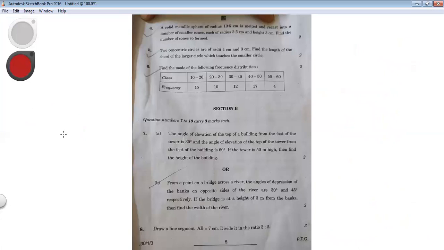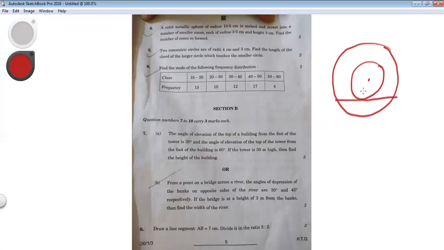Now we are going to solve the next problem, which is the fifth one. The fifth one says that two concentric circles are of radii 4 and 3. Find the length of the chord of the larger circle which touches the smaller circle. So this one is a very simple problem. I hope you all have solved. So this is one circle. This is the second circle.